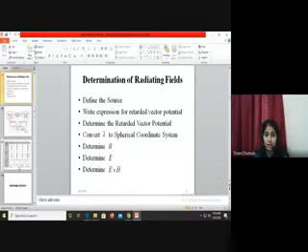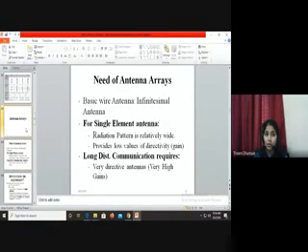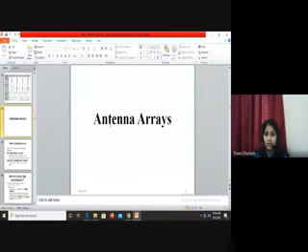Now we will start with antenna arrays. Okay, so now antenna arrays, as the name suggests.